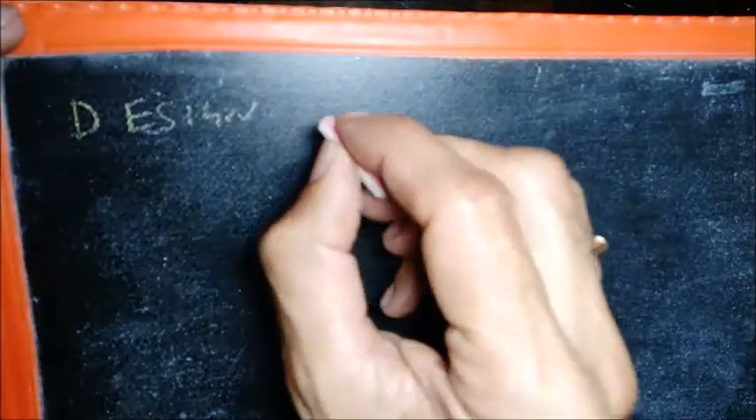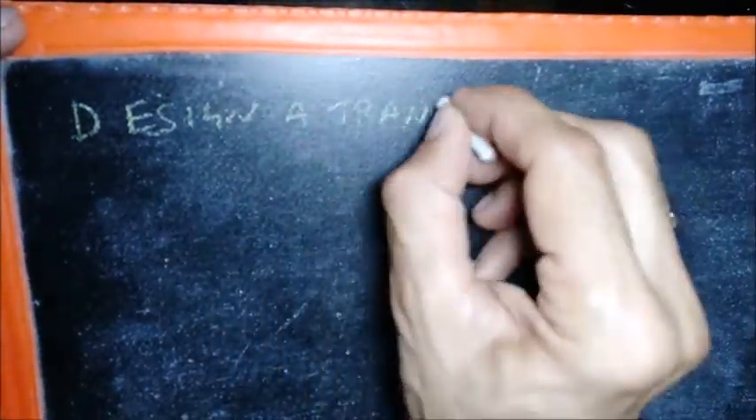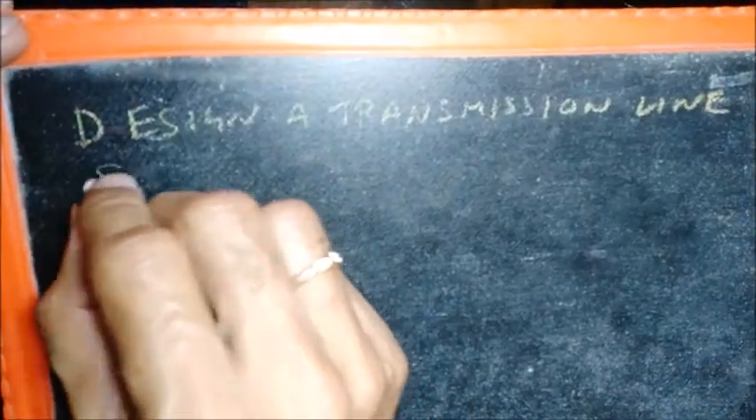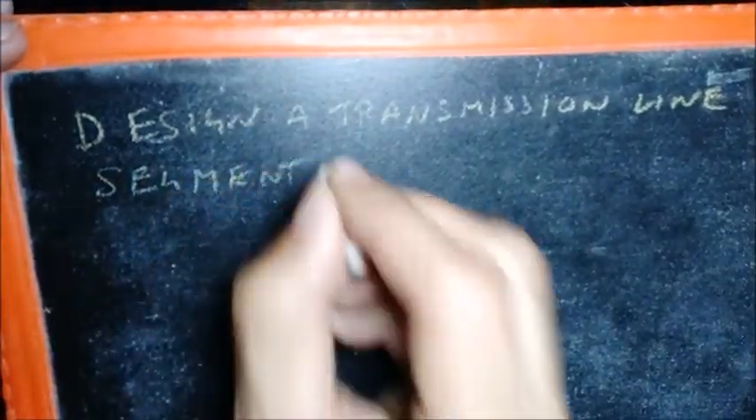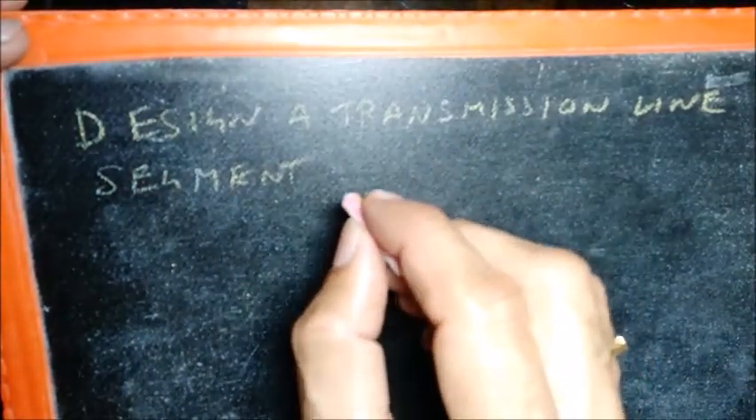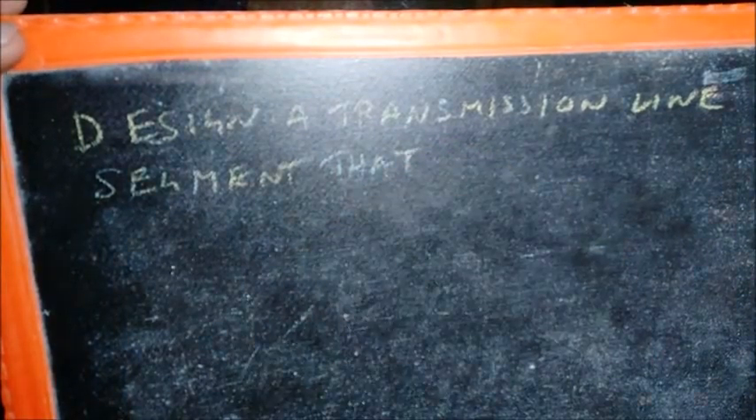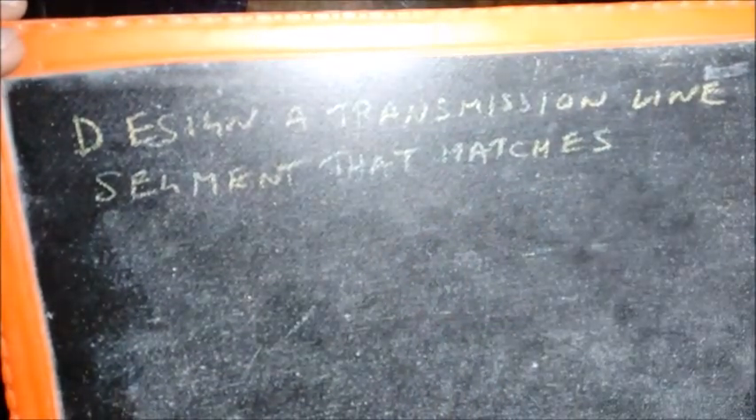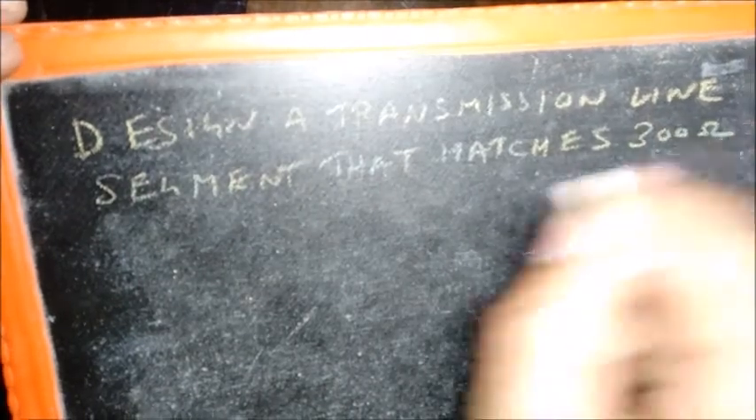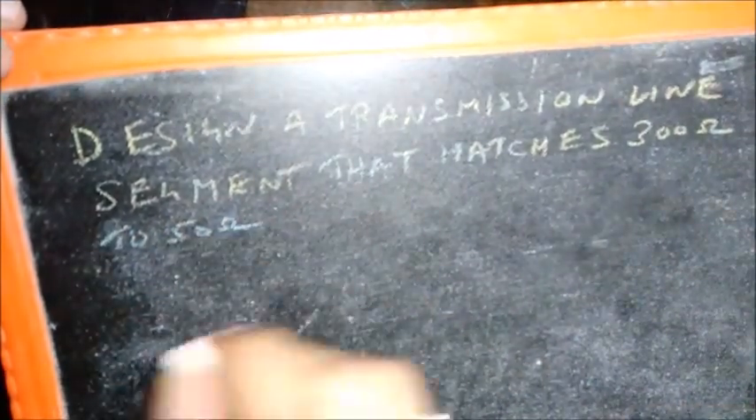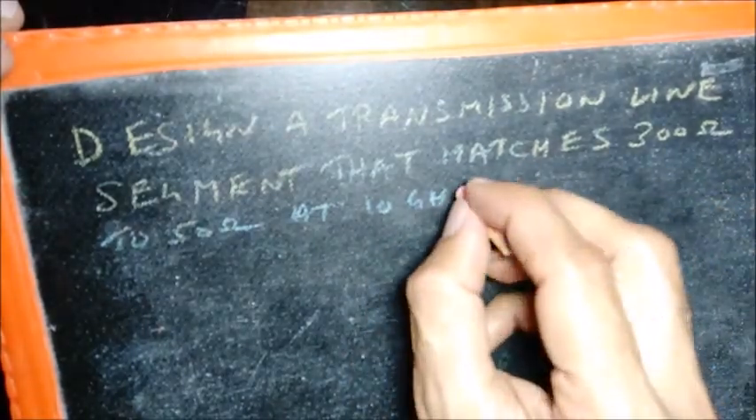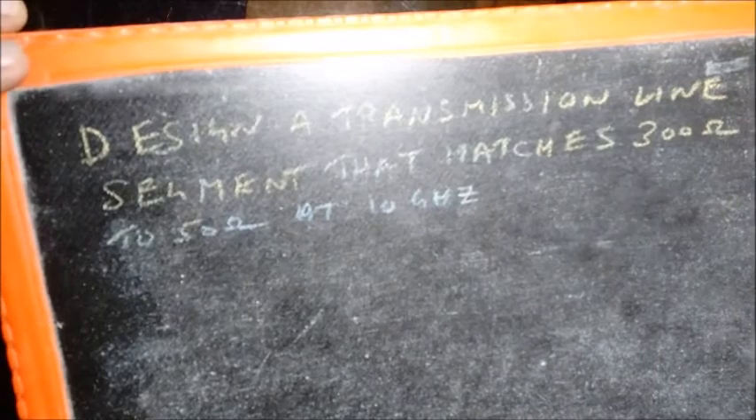Design a transmission line segment that matches 300 ohms to 50 ohms at 10 gigahertz. 10 gigahertz is a fairly high frequency.